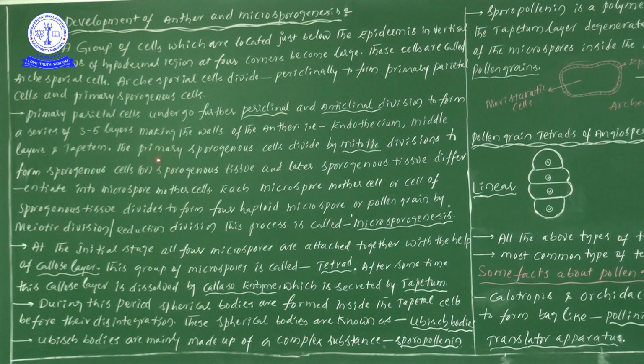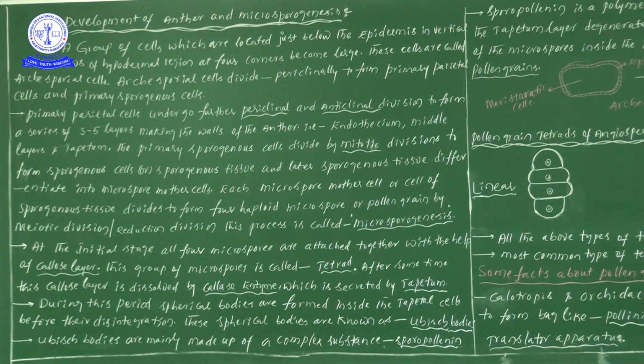Later, the next cell, that is the primary sporogenous cells. Primary sporogenous cells divide by mitotic division to form sporogenous cells or sporogenous tissue. So sporogenous tissue develops from the primary sporogenous cells. When these primary sporogenous cells divide by mitotic division, it definitely leads to the formation of sporogenous tissue. In our textbook, we will be taking this sporogenous tissue as homogeneous.